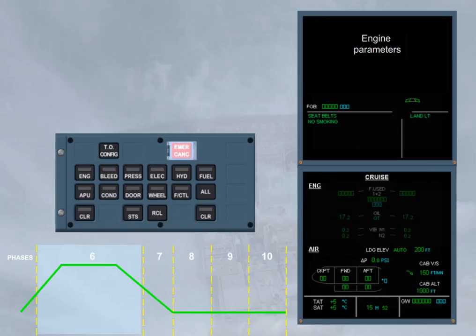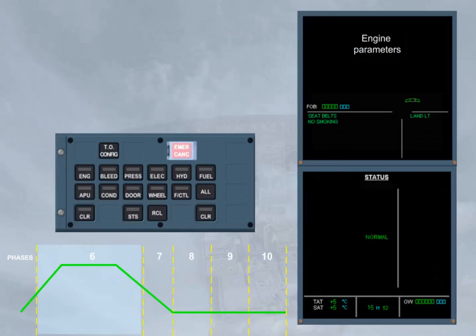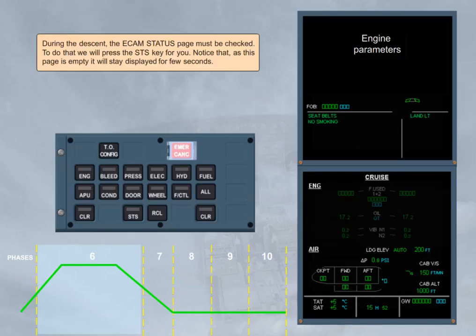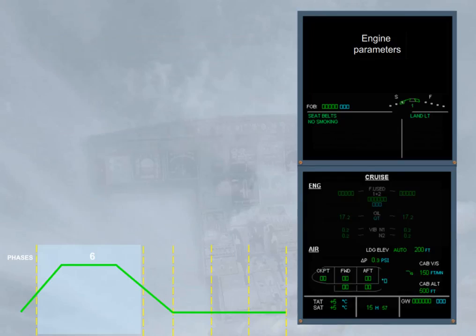During the descent, the Ecam status page must be checked. To do that, we will press the status key for you. Notice that, as this page is empty, it will stay displayed for a few seconds. Below 2,000 feet, the left side of the engine warning display shows the landing memo with some blue items, as they are not yet done.